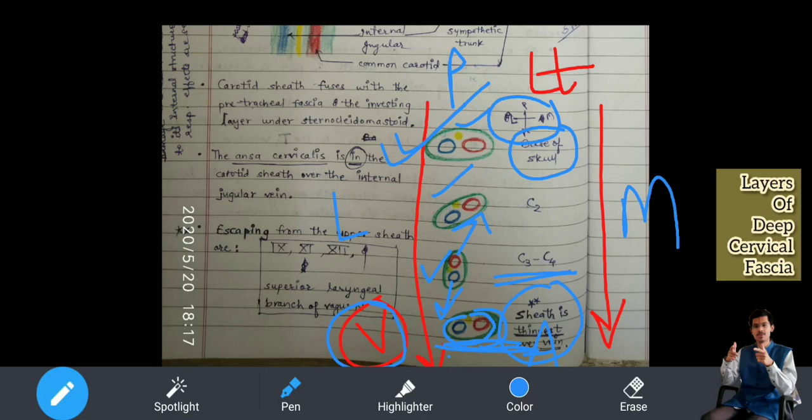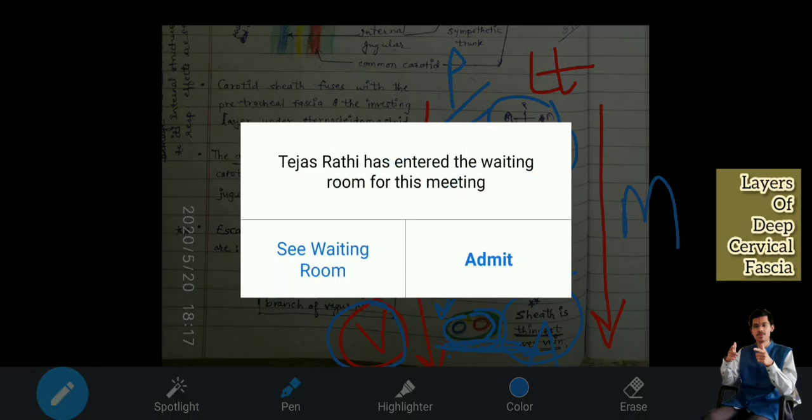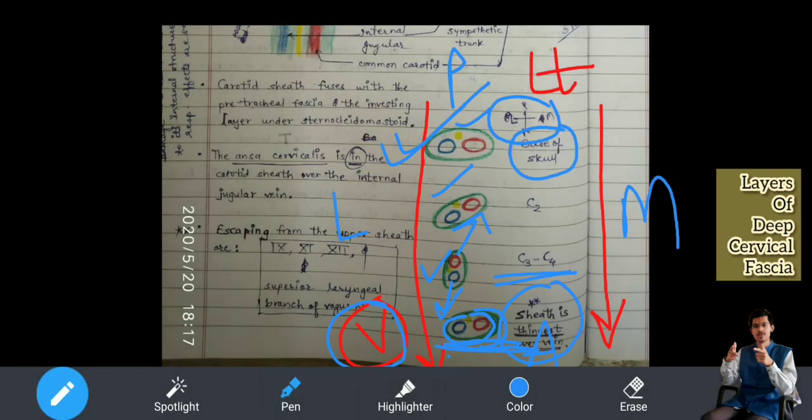And one more fact is that escaping from the upper sheath, you have the 9th, 11th and 12th cranial nerves and the superior laryngeal branch of the vagus nerve. These are contents in the upper part and they escape in the upper part of the sheath. Upper means near the base of the skull. So I hope I have made things clear for you.